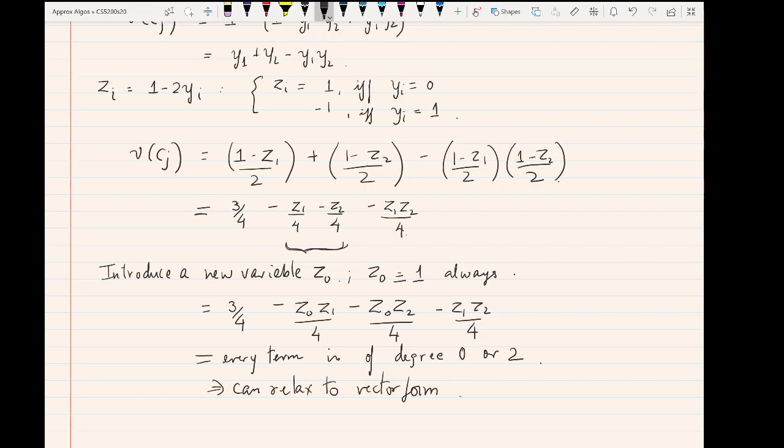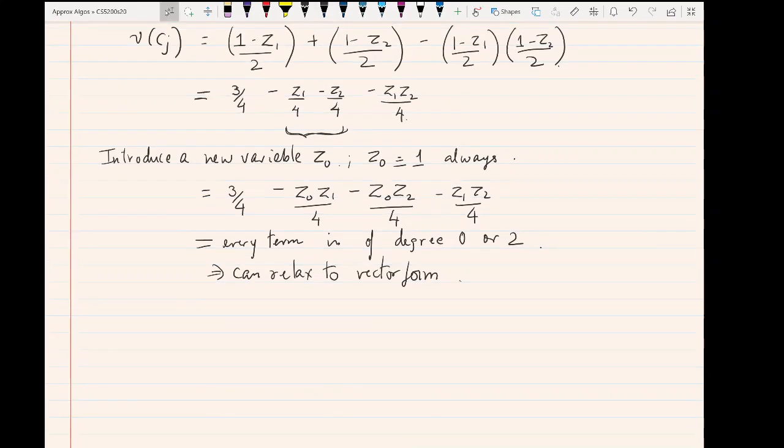Now you can do a similar operation for clauses of other forms. So either say x1 or x2 bar, or x1 bar or x2, or x1 bar or x2 bar. So for each of these cases you get a polynomial in degree 2 in which the terms are either degree 0, that is either constants like 3/4, or they are quadratic terms. Okay, so degree 2 terms.